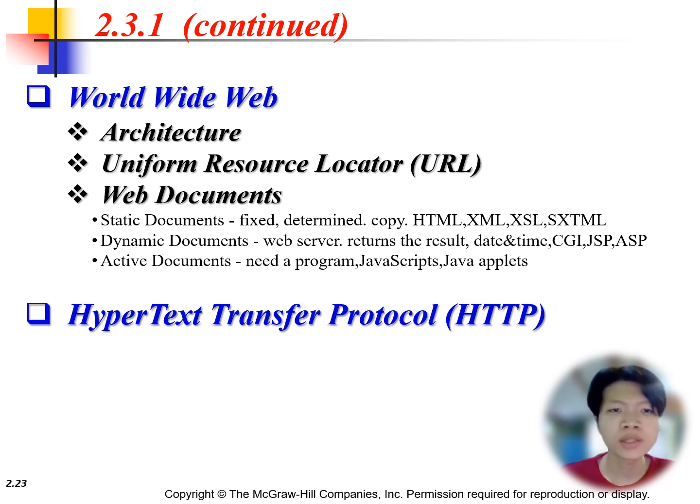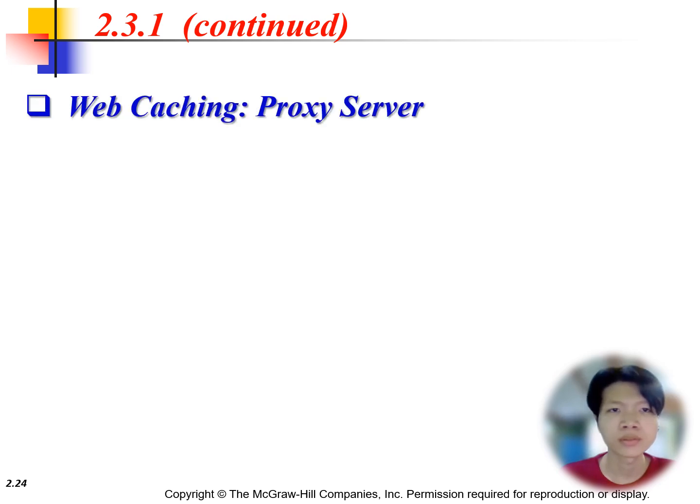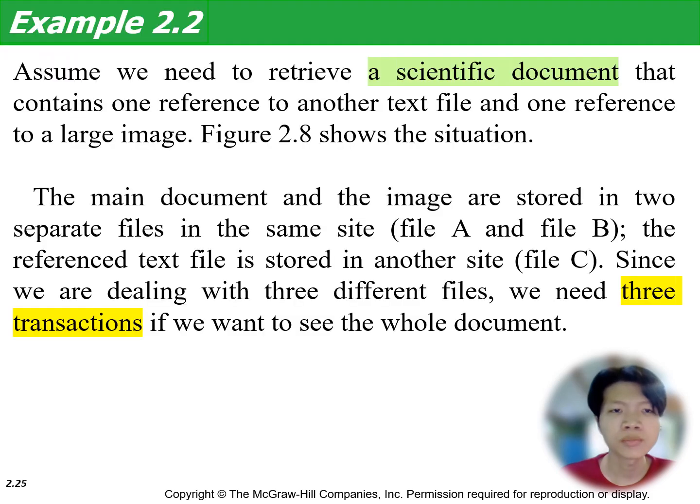World Wide Web and Hypertext Transfer Protocol, and web proxy server, HTTP security. For example, assume we need to retrieve a scientific document that contains one reference to another text file and one reference to a live image. Figure 2.8 shows the situation. This is Figure 2.8, retrieving two files and one image.